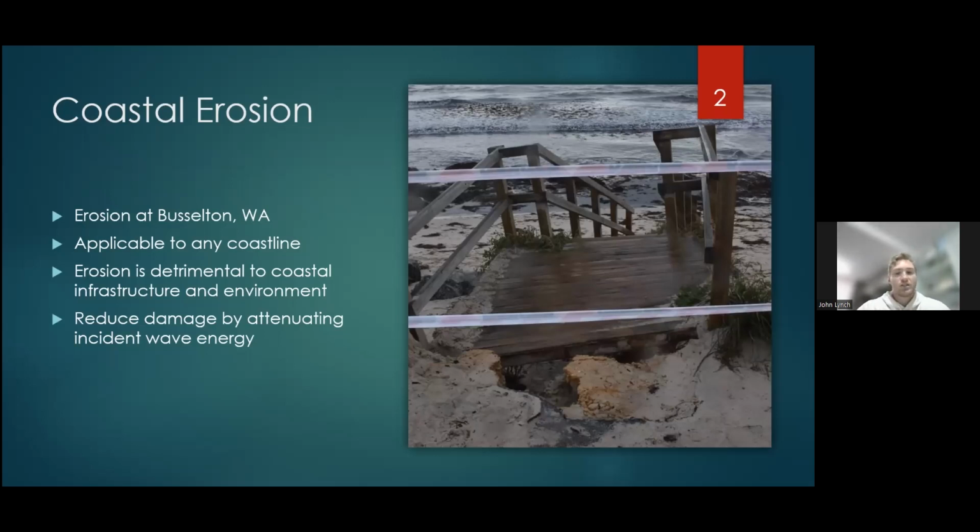Now, coastal erosion is the removal of shoreline sediment due to rising sea levels and wave action, and this can result in land loss, which is damaging to both the coastal environment and any infrastructure situated along that coastline. An example of such damage is shown in the figure there, though it can be to a greater extent than this.